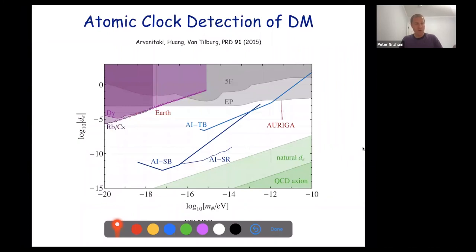Okay, so there's your first two examples, actually two for the price of one there. First two examples of how to go looking for ultralight dark matter using this high precision quantum technology.